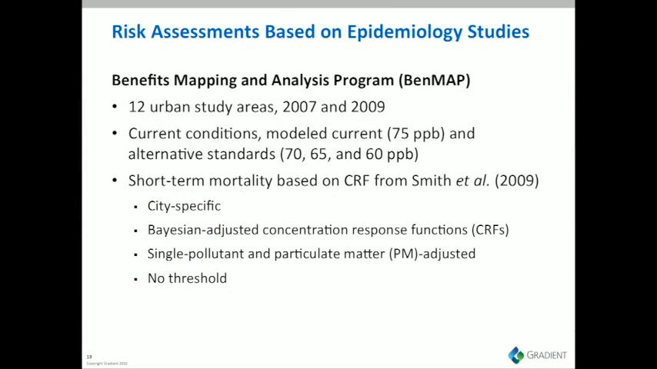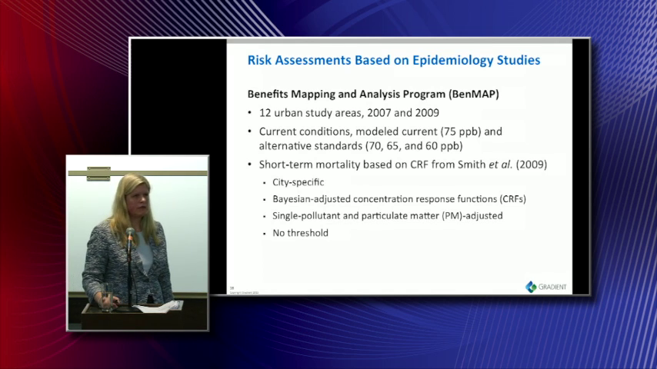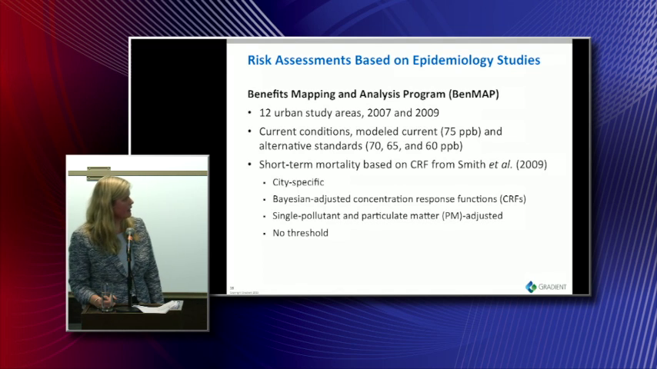Now here we're talking about a completely different model. EPA used the Benefits Mapping and Analysis Program, or BENMAP model. They evaluated 12 cities and 2 years, and they also evaluated current conditions, just meeting the current standard and alternative standards. They did short-term mortality, and they did morbidity endpoints, hospital admissions, emergency department visits for respiratory disease. I'm going to focus just on the short-term mortality.